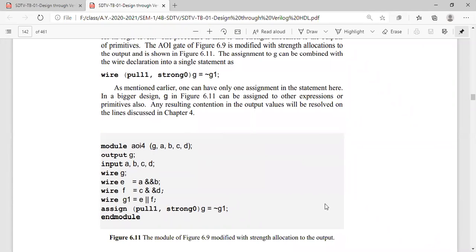Why are we using these strengths? These strengths are used to identify what the output should be. See here, it is pull one and strong zero for G. When the value of G is one, it is pull one, which means the strongest. Next to it is strong zero, which is stronger than this other zero, right?